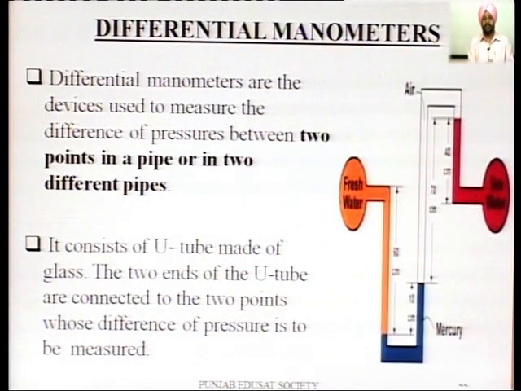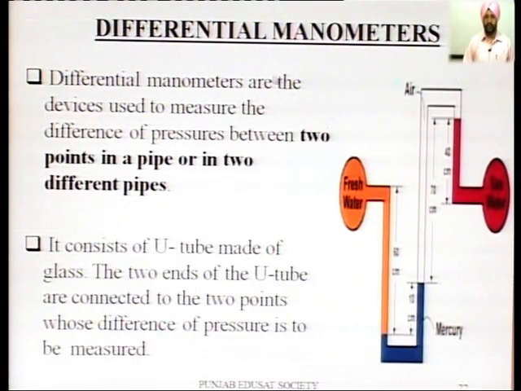The differential manometers are the devices used to measure the difference of the pressures between 2 points in a pipe. Suppose this is a fresh water, this is a seawater, and I am interested to calculate the difference of pressure at this point and this point. I cannot use the simple manometer here. So it is always advisable to use the differential manometers to calculate the differences of the pressure between 2 points in a pipe or in two different pipes, as it is in this case.